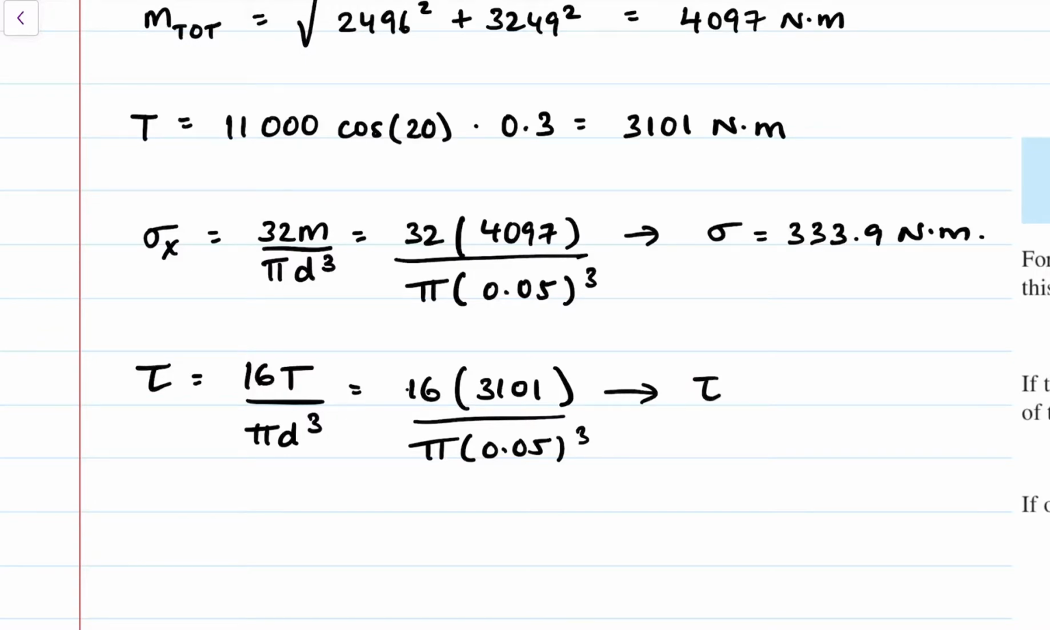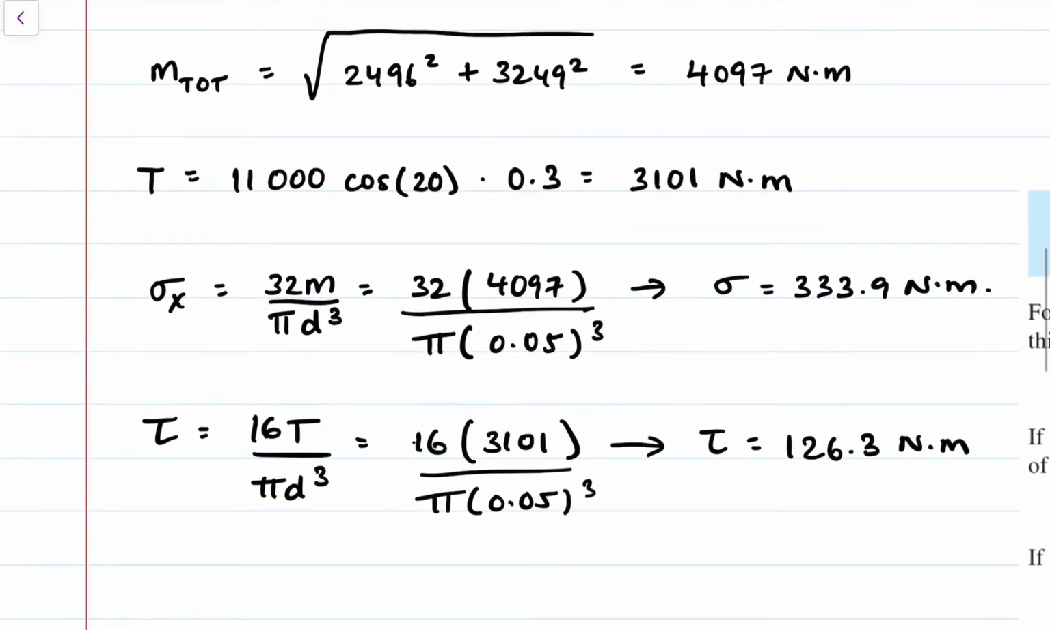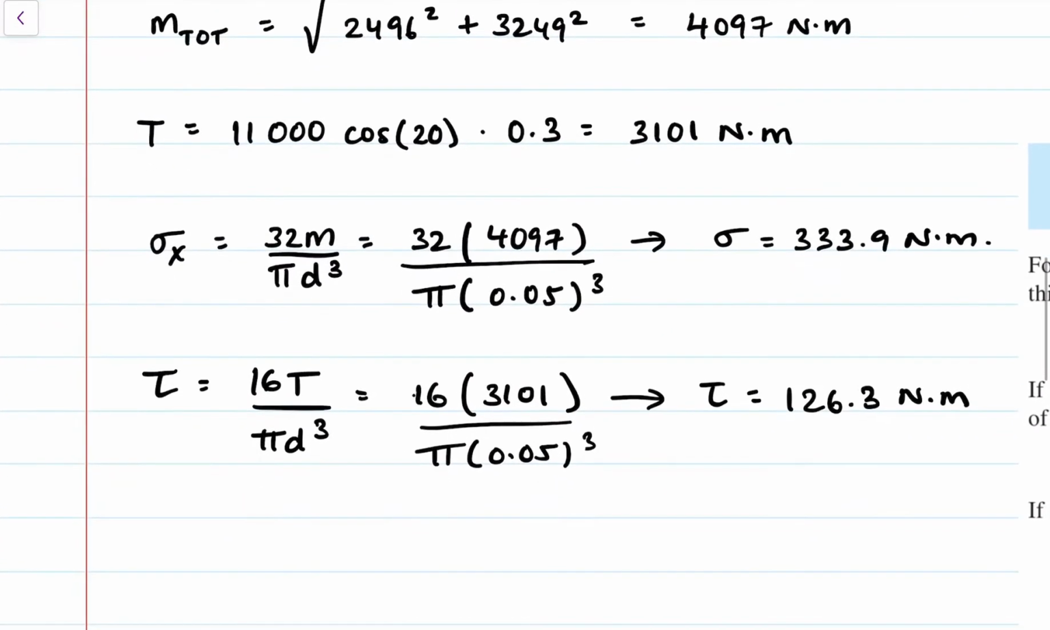So we have a shear stress of 126.3. So now that we have the normal stress and the shear stress, and we have no axial load, we don't have to add anything or subtract anything. We can go ahead and draw the Mohr circle.